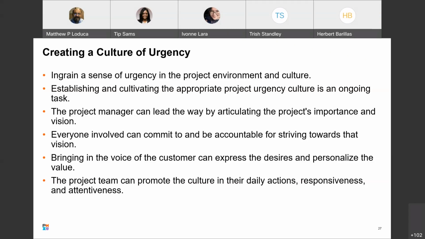This is a very soft goal, committing to and being accountable for striving towards that vision. It's hard to put on paper, kind of thing. I guess it's hard to solidify that.